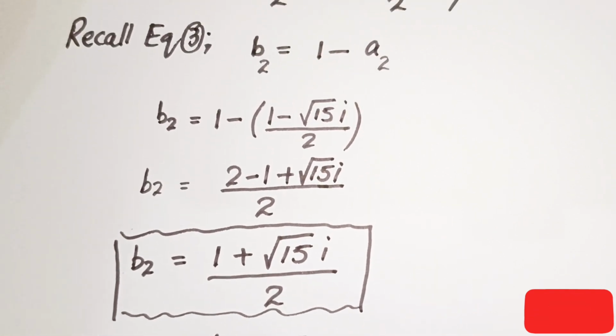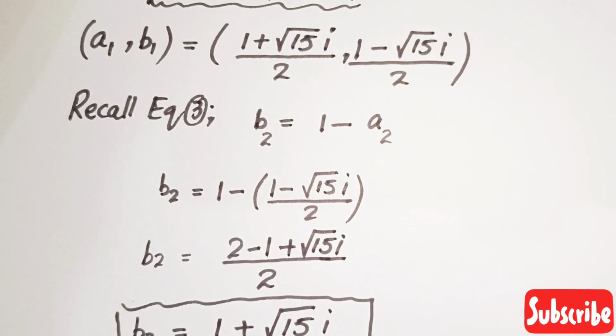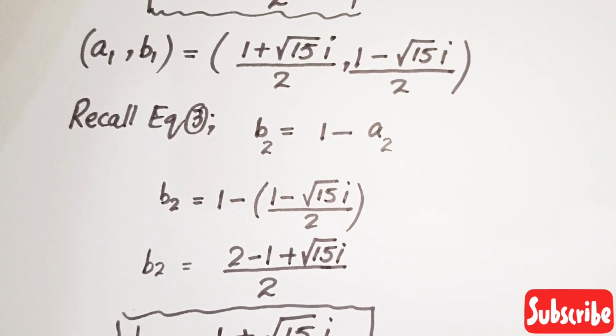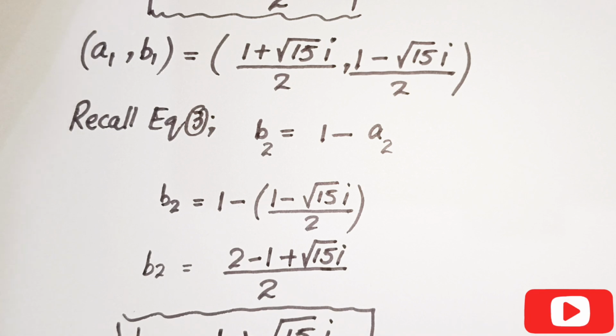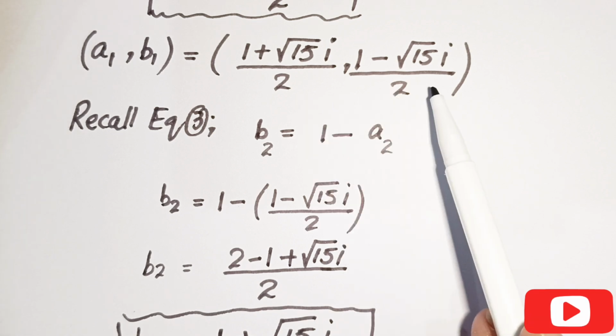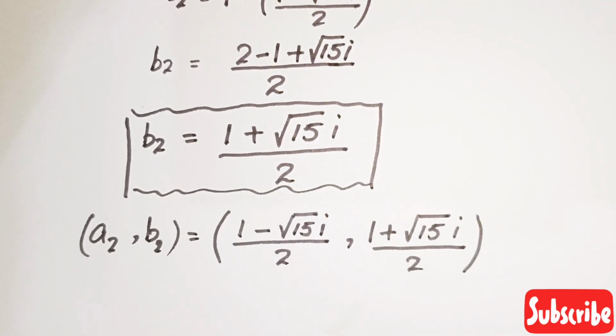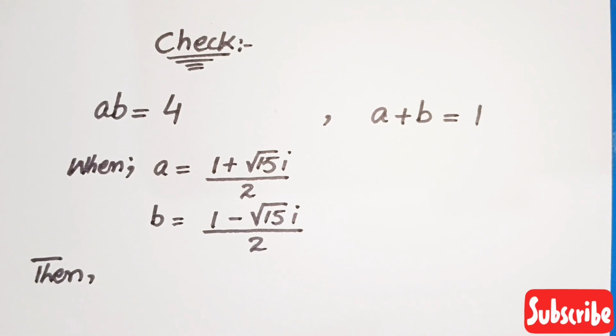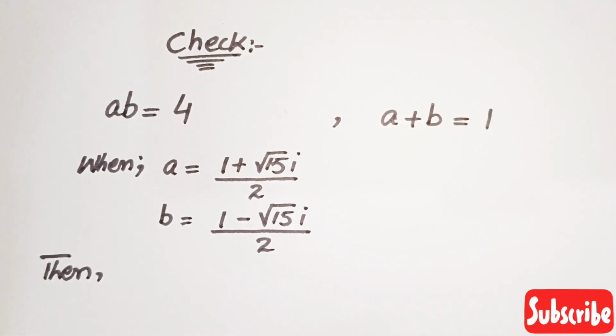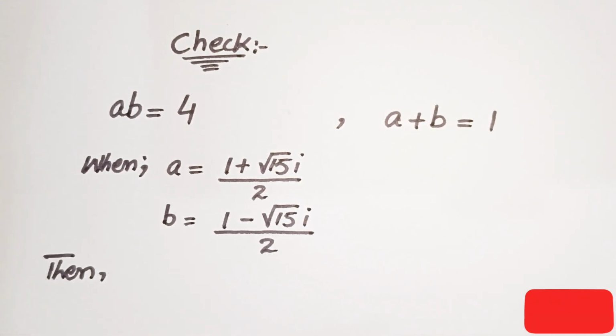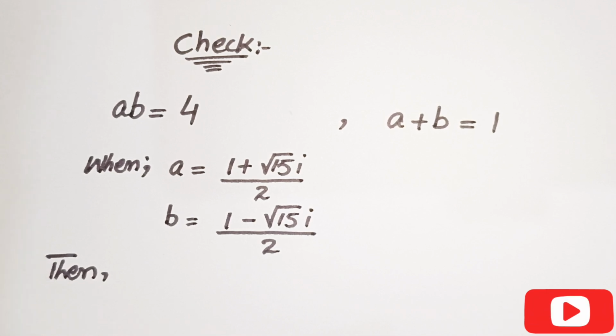So here we have just found the values of a and b in two pairs: this is the first pair of values of a and b, and these are the second values of a and b. Now we are going to check our values by putting them in our equations 1 and 2. So we are going to verify our result. If we recall our equation 1, it is a times b is equal to 4.